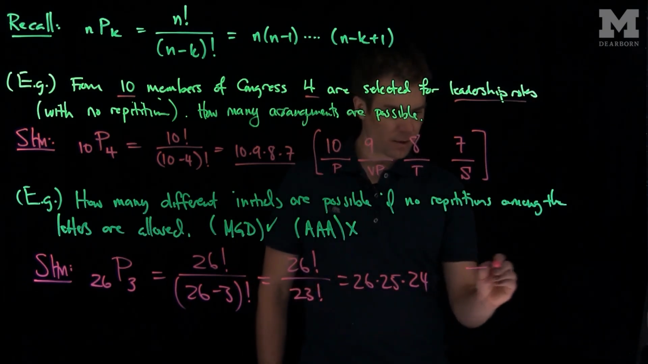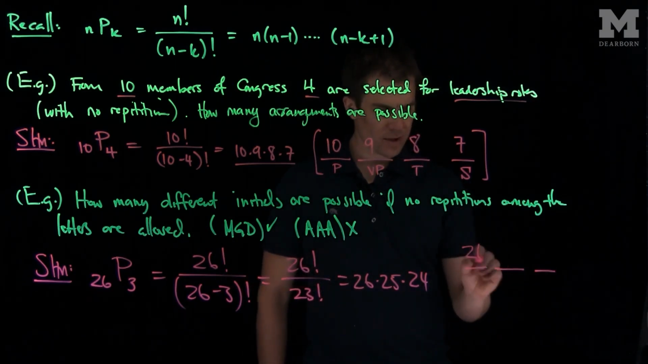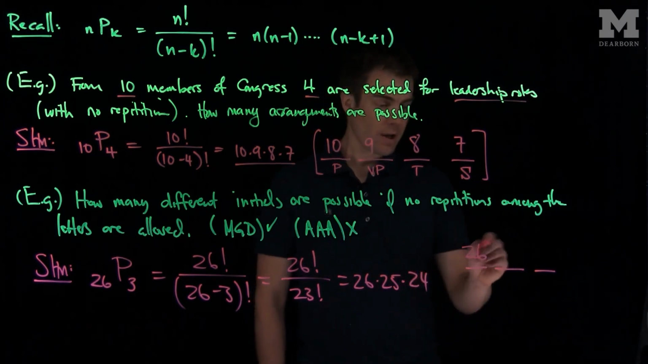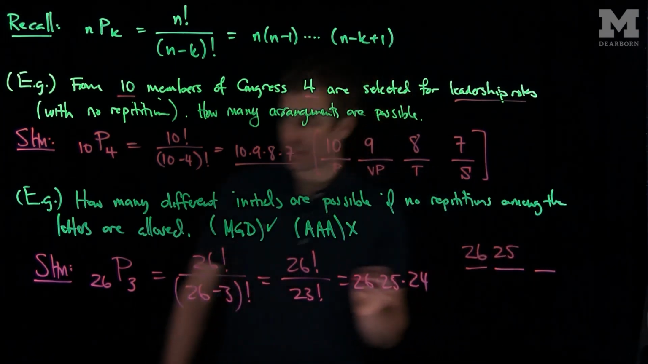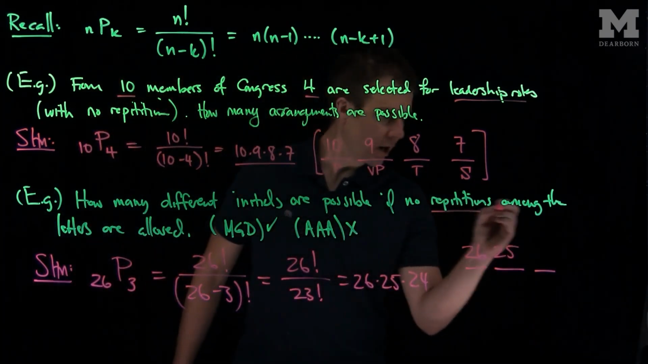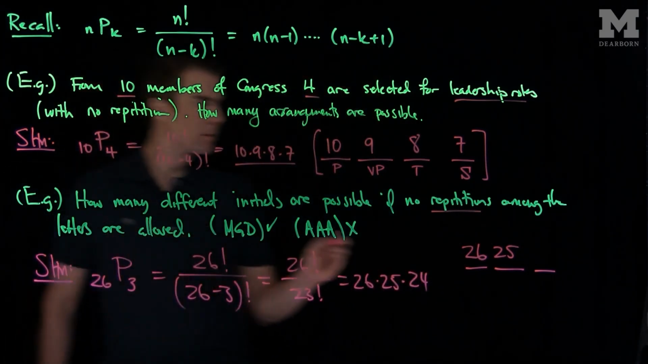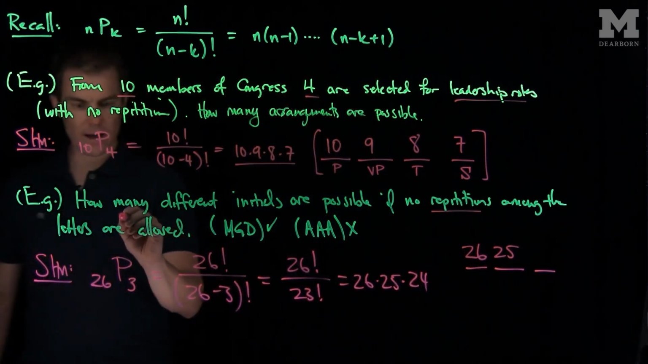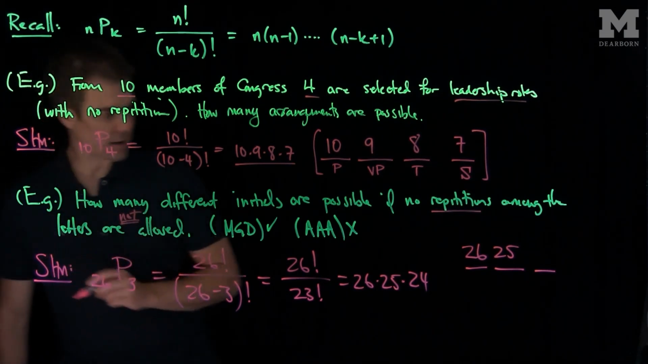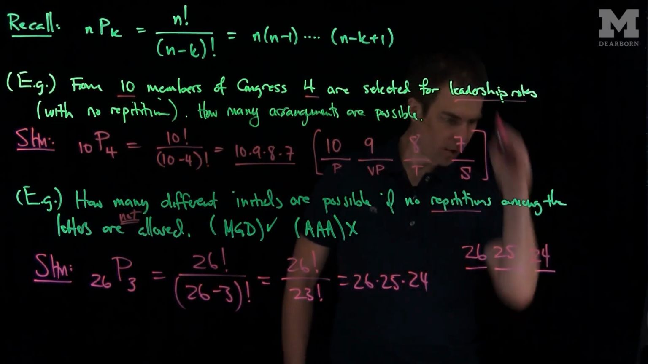We can say there's 3 slots. There's 26 letters available for the first initial. That leaves 25, since repetitions are not allowed. And then 24 for the third.